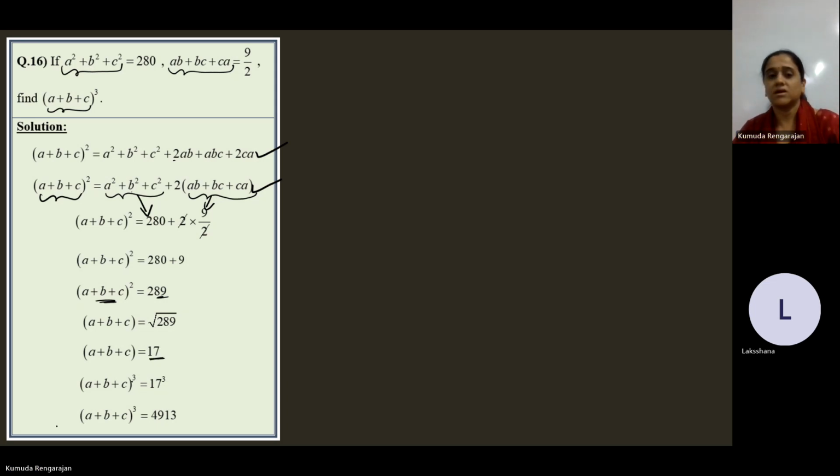On taking 2 common, the identity looks like this. Now see the expressions here: a plus b plus c, a squared plus b squared plus c squared, ab plus bc plus ca. What's the value of a squared plus b squared plus c squared? 280. Then 2 into this one is 9 by 2. On simplifying, (a + b + c) the whole square is 289. So a plus b plus c is the square root of 289, which is 17. So a plus b plus c is 17. (a + b + c) the whole cubed will be 17 cubed. See, like a is 5, so a cubed will be 5 cubed, which is 125.